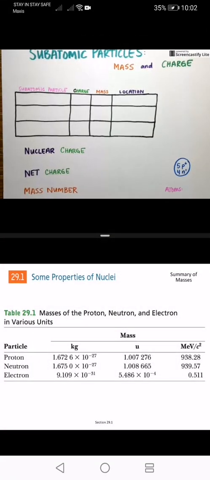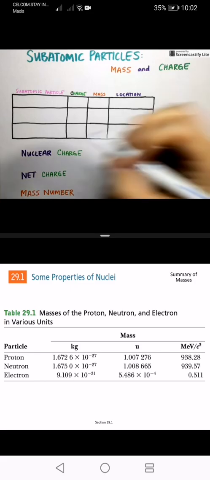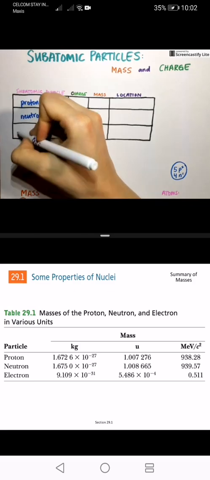Hi everyone! This video is going to deal with subatomic particles, their mass, their charge, and their location. And this is really the heart of chemistry, because once we start understanding the inner workings of these subatomic particles, we can start understanding the elements themselves, which means we can understand how they behave, why they act the way they do, and this is the foundation for all of that knowledge.